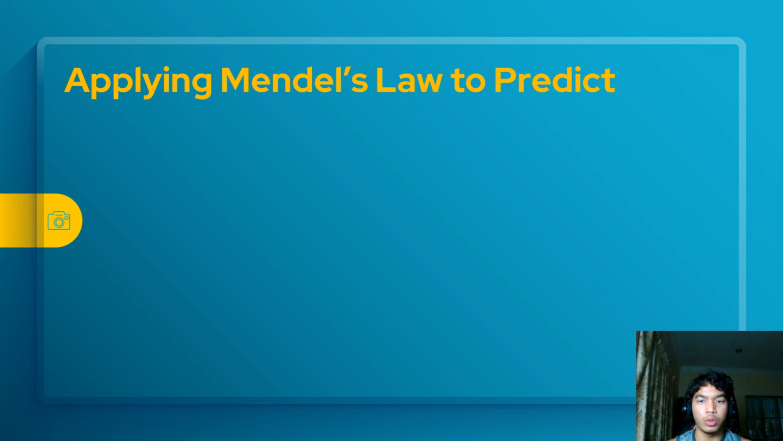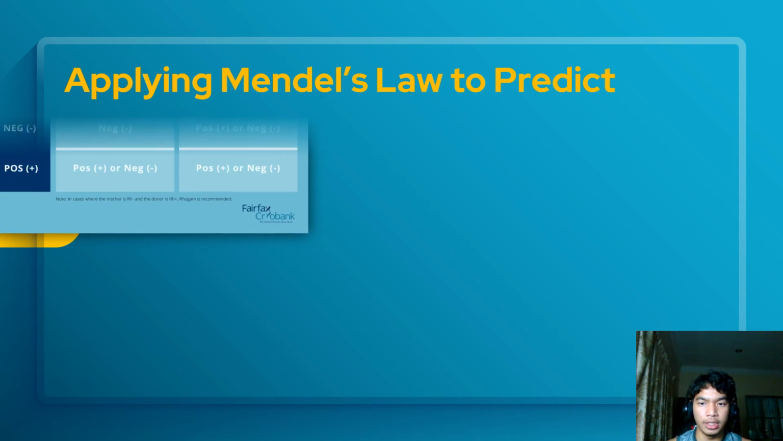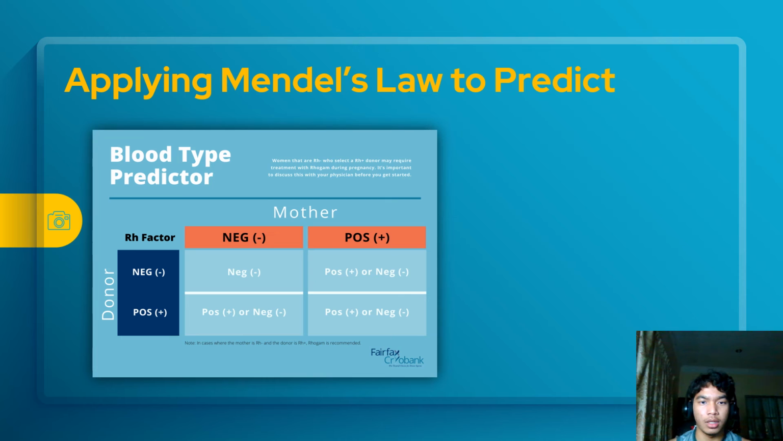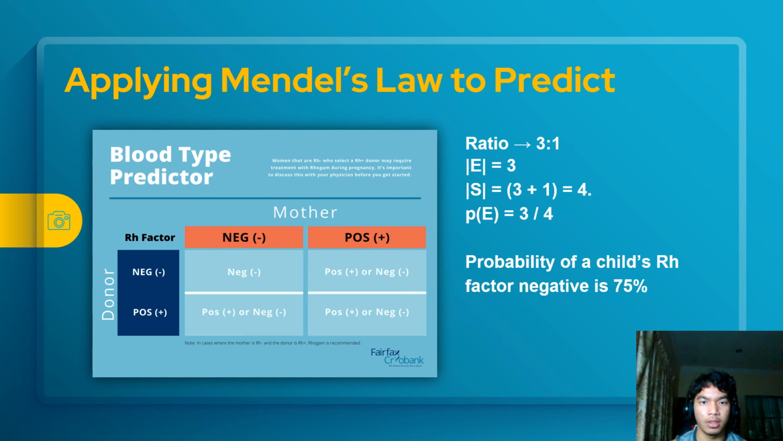Next, we will try to apply Mendel's first law of segregation to predict the RH incompatibility during pregnancy. As we can see in the figure, the mother and the father's blood rhesus factor, for example, if the mother is negative and the father is negative, their child will be negative. As the ratio shown, the ratio will be 3 to 1, with 3 in the event being a positive rhesus factor child. So the probability of the child's RH factor being negative is 75%.